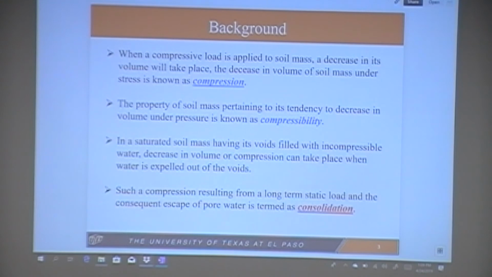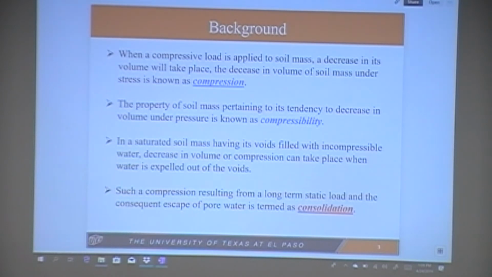Alright, so here are the definitions: compression and compressibility. When a compressive load is applied to the soil mass, a decrease in its volume will take place, and the decrease in volume of the soil mass under a stress is known as compression, which is very similar to what we did in the compaction definitions. The property of the soil mass pertaining to its tendency to decrease in volume under pressure is known as compressibility. At the graduate level, you see that with a defined parameter called the coefficient of compressibility of the material, and that has to do with the volume reduction associated with an incremental increase in the magnitude of the stresses. So that basically refers to that.